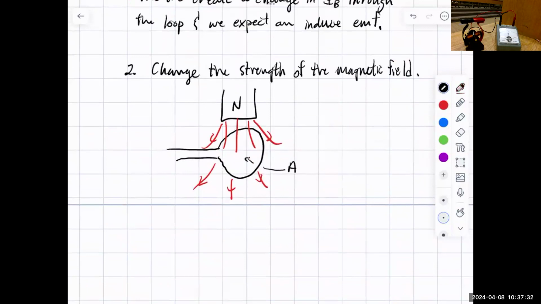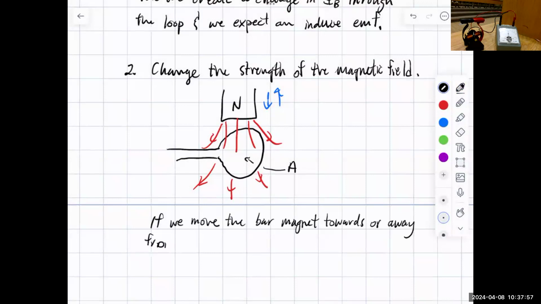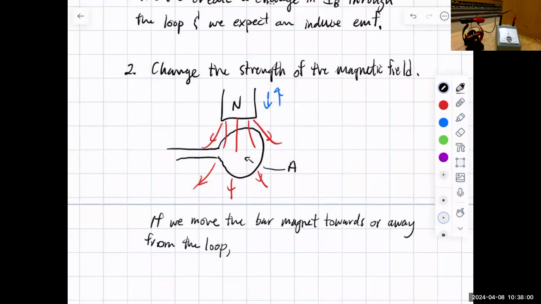So if we move the bar magnet towards or away from the loop, we change the magnetic flux and get an induced EMF and a current.